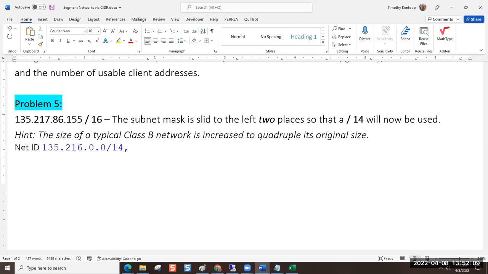Then I'd say gateway is equal to 1 more than that. So I can actually do this, and then I can just put a .1. Did you ever see how I did that?